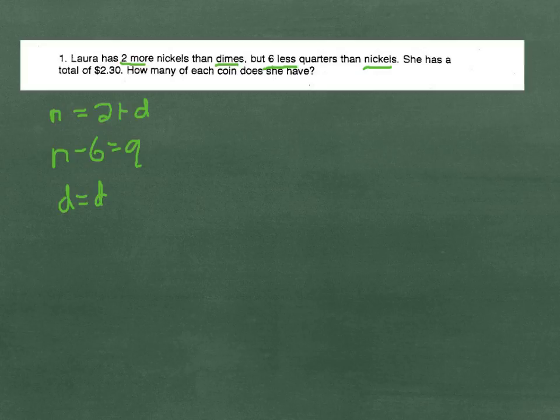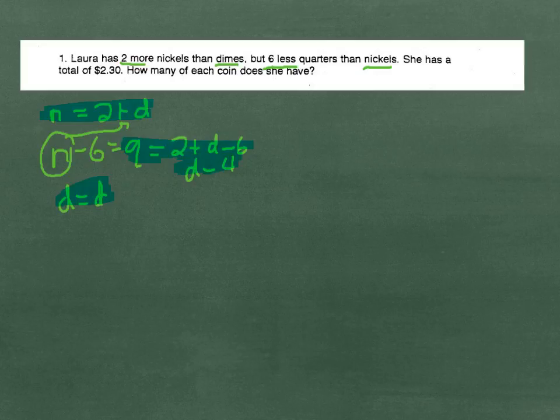But in this case here, we know what N is. N is equal to 2 plus D, so we're just going to replace it, and we're going to say that instead Q is equal to 2 plus D minus 6, which is just D minus 4. So if we just highlight it, this is our N, this is our Q, and this is our D, which is equal to D.